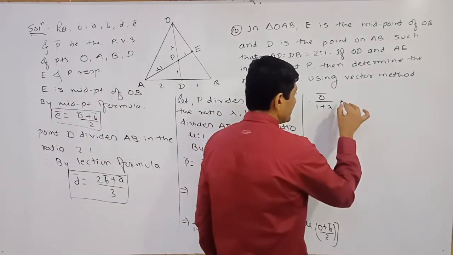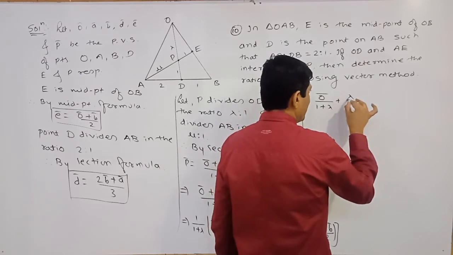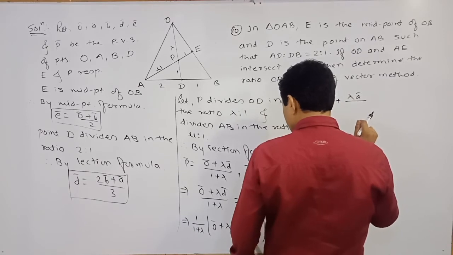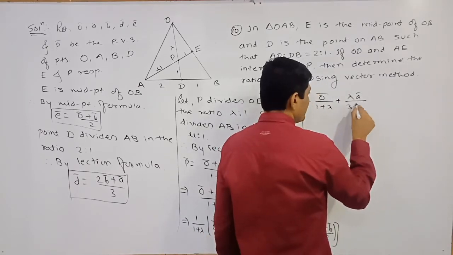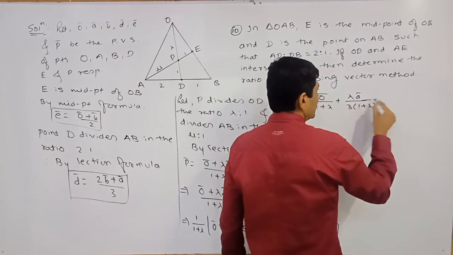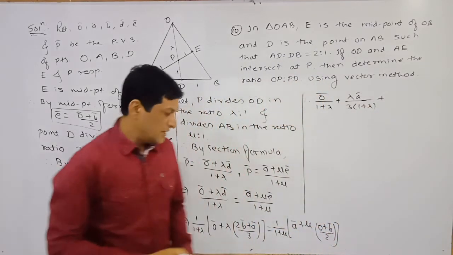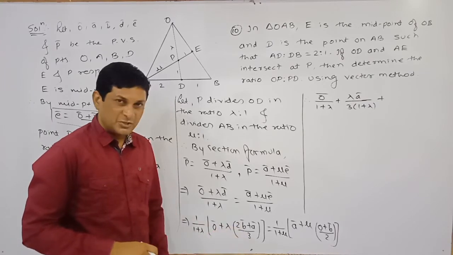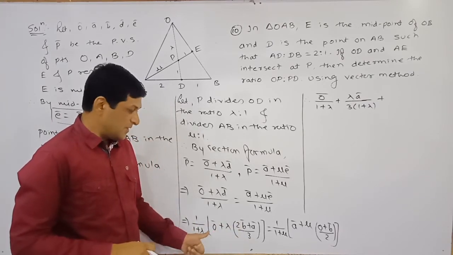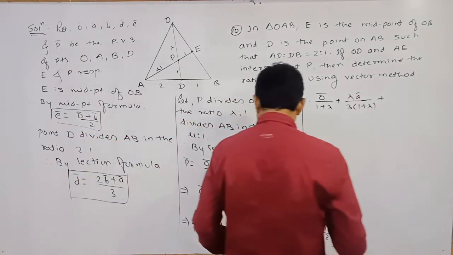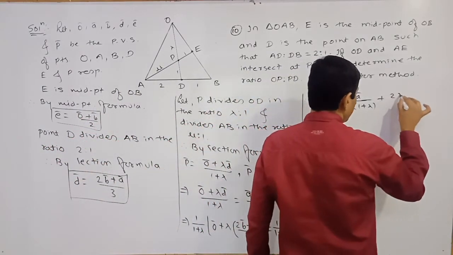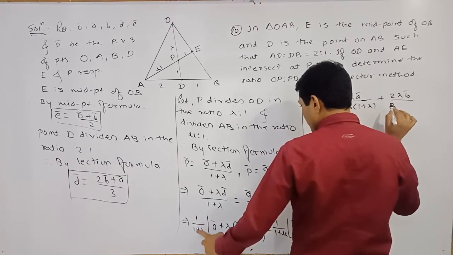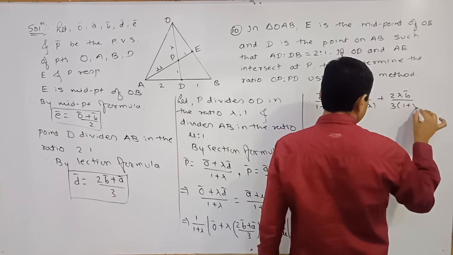Lambda A bar upon, in the denominator 3 into 1 plus lambda. Lastly, write down the term of B bar. Observe here the term of B bar. Here its coefficient is 2 lambda upon 3 into 1 upon 1 plus lambda, means what we will get? 2 lambda B bar, and in the denominator 3 is there, and 1 plus lambda is also there.